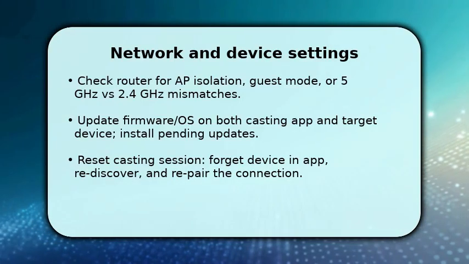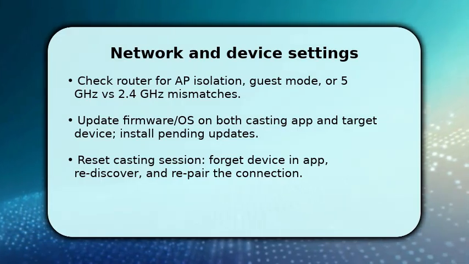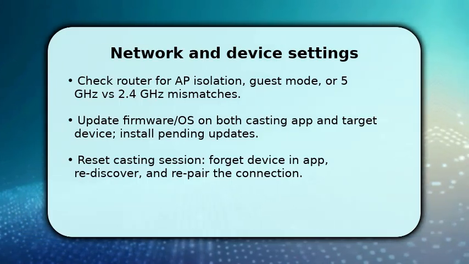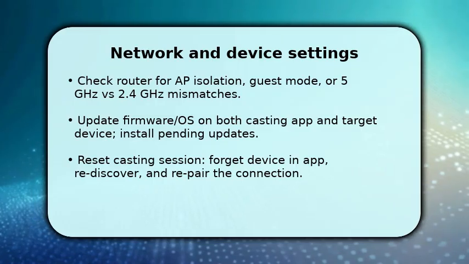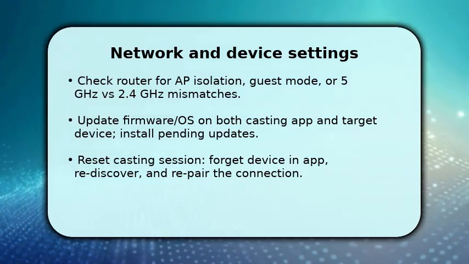Next, focus on network and settings because many casting ends happen from simple mismatches. You should confirm the router isn't isolating clients or putting devices on separate bands where discovery fails. Once that's verified, update firmware and the casting app on both ends to remove known bugs.